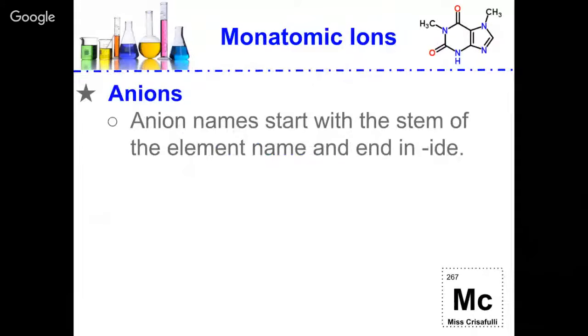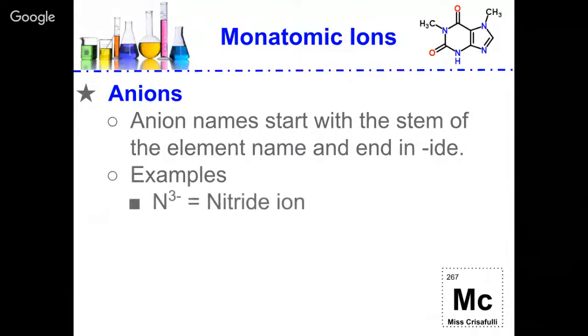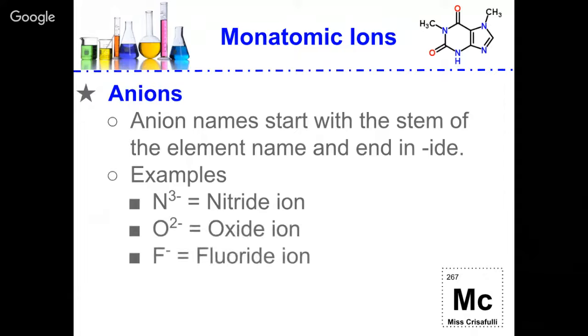Anion names are going to start with the stem of the element name and then end in -ide. So for example, we have nitride, that comes from nitrogen. So we have the nitrogen ion, which is the nitride ion. Then we have the oxide ion, which comes from oxygen. And then we have the fluoride ion. We're going to practice these a lot in class, and then you'll get very comfortable with them, but they're also in the 60 element and ion names and symbols that you had to memorize over break.